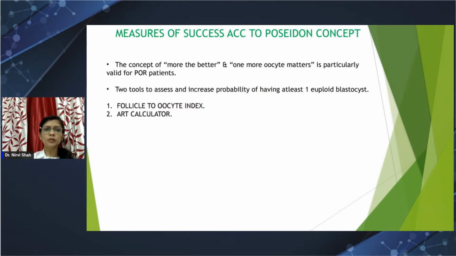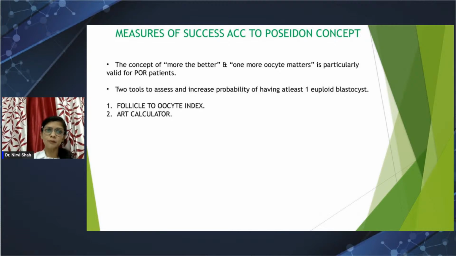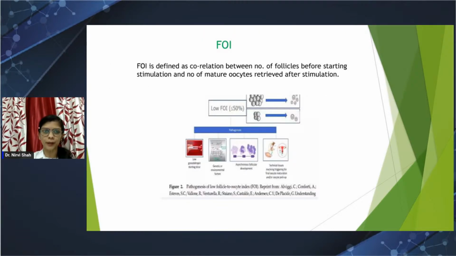So, what are the measures of success according to the POSEIDON concept? The concept of the more oocytes, the better, and one more oocyte matters, is particularly valid for poor ovarian response patients. So there are two tools to assess and increase the probability of having at least one euploid blastocyst. One of them is the follicle to oocyte index, very commonly known as FOI, and the other one is the ART calculator. Let's have a detailed look at each of them.